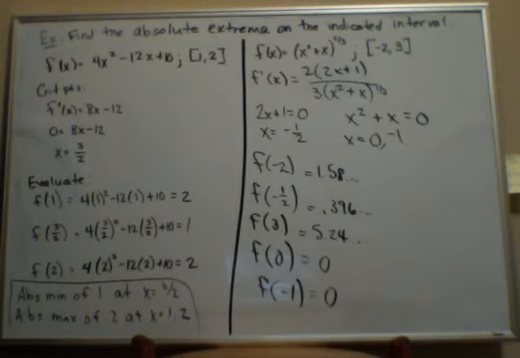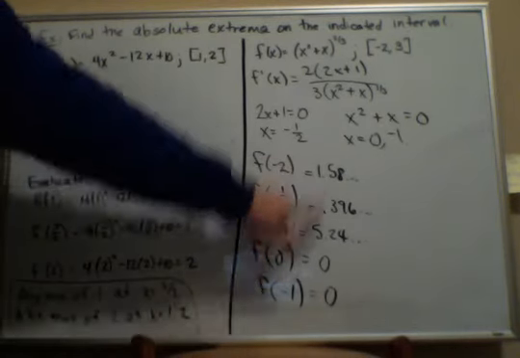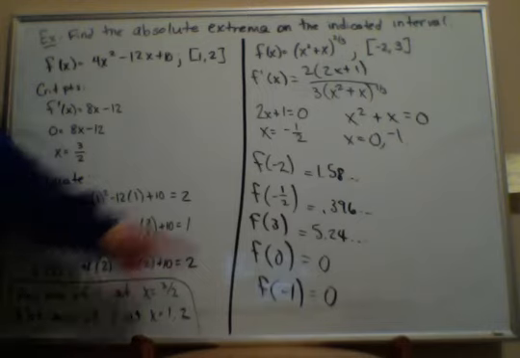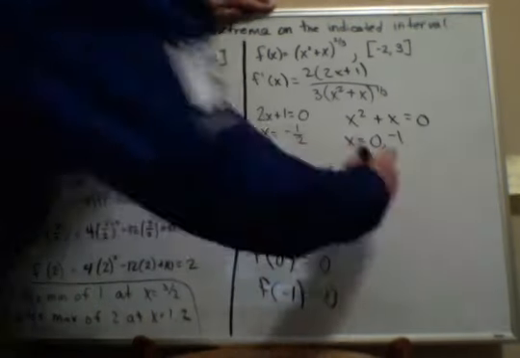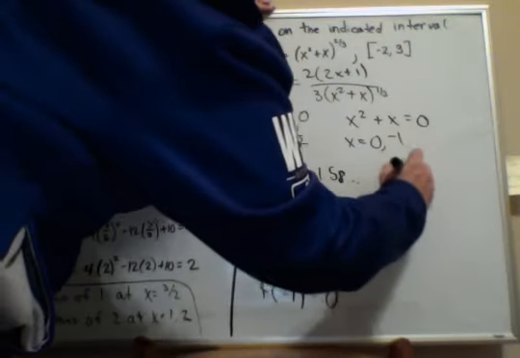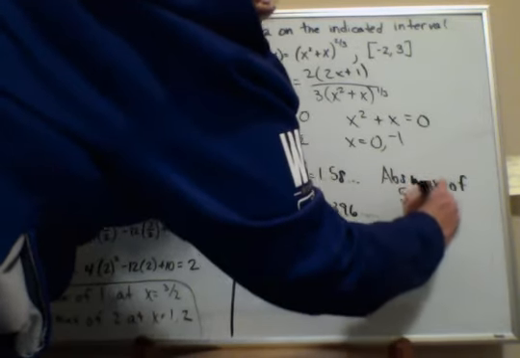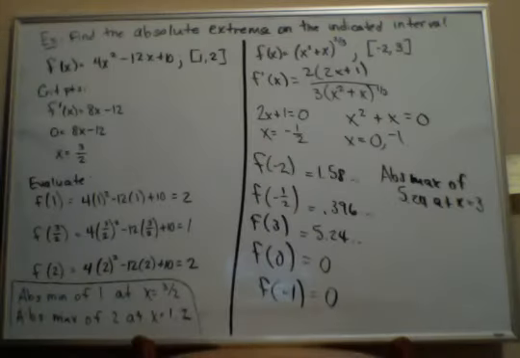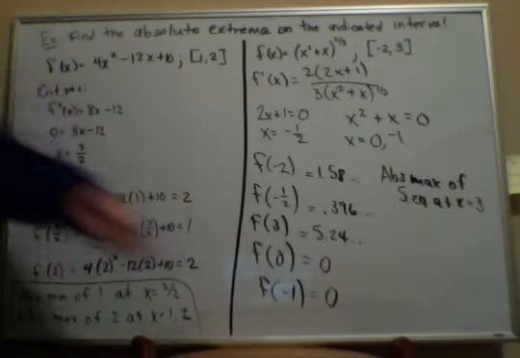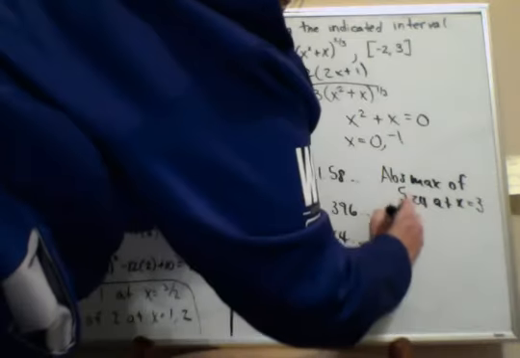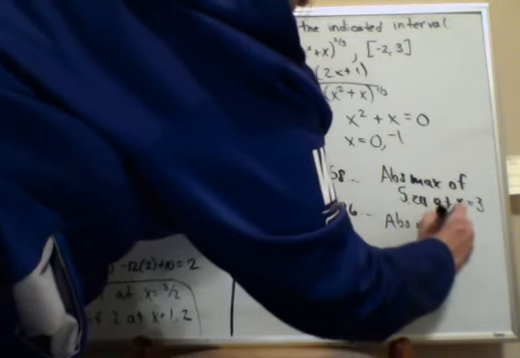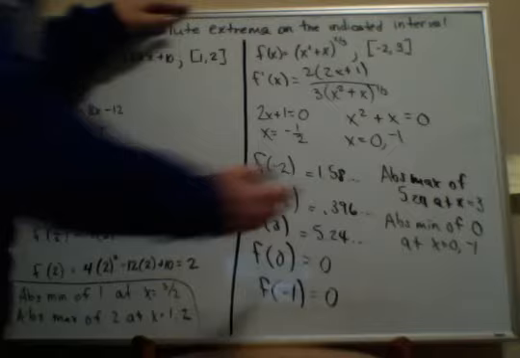So here's what's going to happen. Again, I'm going to look at all of these values. The highest value, which is at f of 3, is going to be where we have an absolute maximum. This is a 5.24 at x equals 3. The lowest values we have are actually 0. So we actually have an absolute minimum of 0 at x equals 0 and x equals -1.